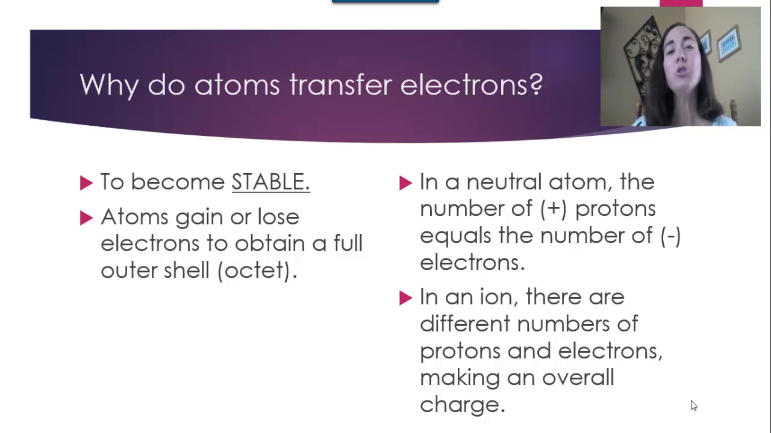Now remember, in a neutral atom, the charge overall is 0. The number of positive protons in the nucleus is the same as the number of negative electrons that are out in the electron cloud. But in an ion, there are different numbers of protons and electrons, so that the overall charge of an ion is not 0.